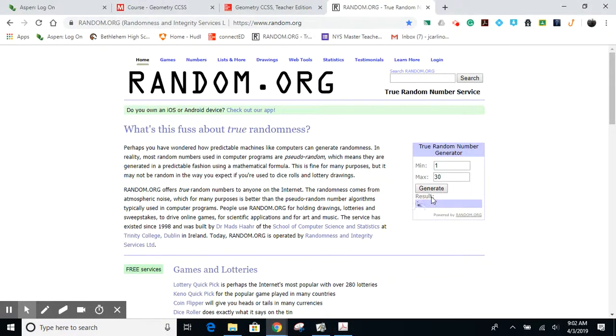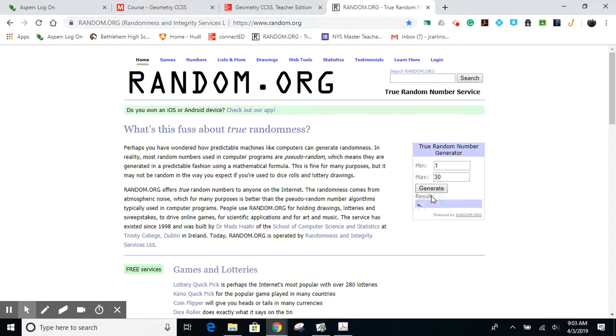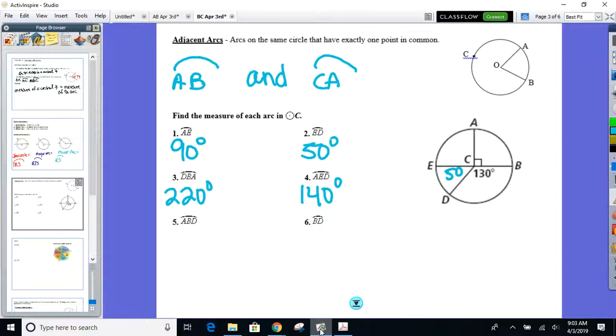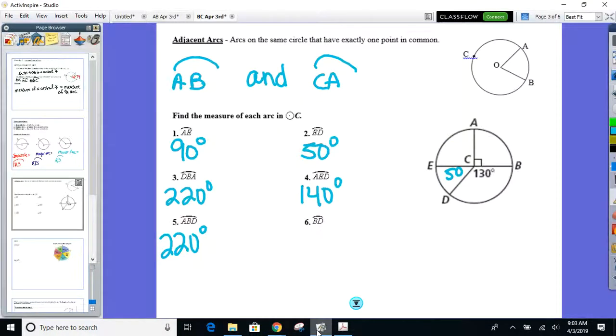AED, follow the letters, follow them. 140, yep. What'd you add up? 90 and 50. ABD. Should look a little familiar. ABD is 220. It's the same as DBA in number 3. We just reordered the letters. And then finally, BD. 130 degrees.